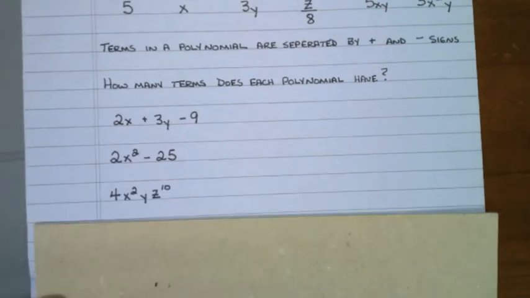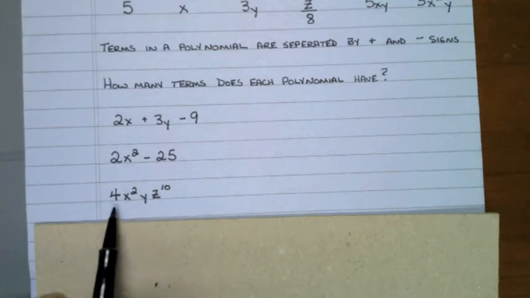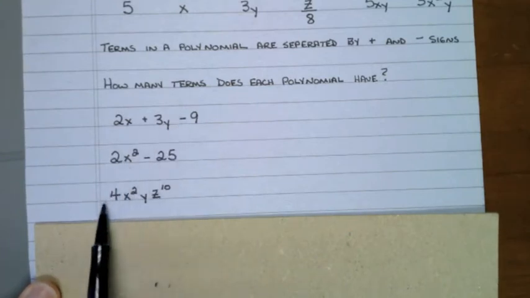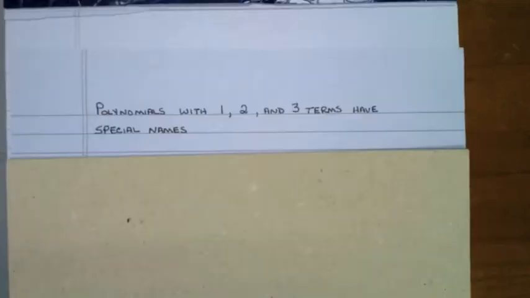Our next example. How many terms does this polynomial have? It has 1. All this pushed together like this is one term. Remember, terms are separated by positive and negative signs. This is all one term right there.